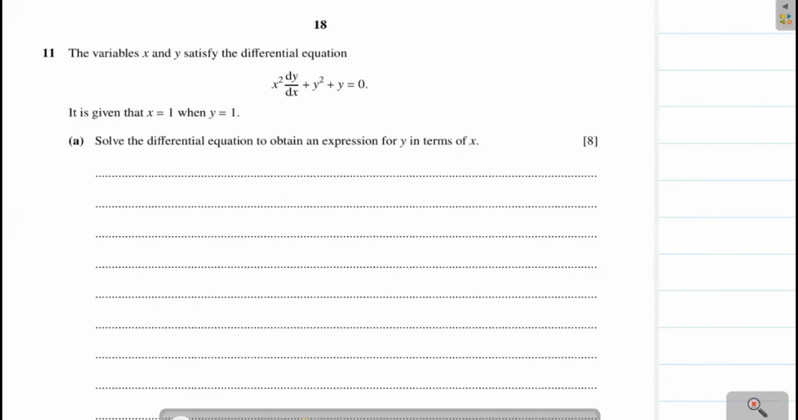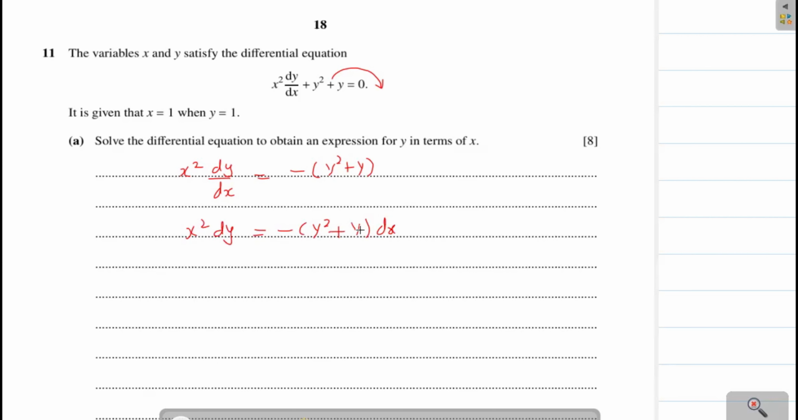Question number 11. The variables x, y satisfy the differential equation. It is given x equal to 1, y equal to 1. Solve the differential equation. You see here the differential equation here is x square into dy over dx plus y square plus y. We shift this value from left to right side. This value becomes minus y square plus y. Now we can write it as minus y square plus y into dx and x square into dy.